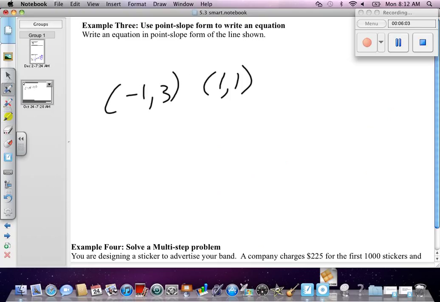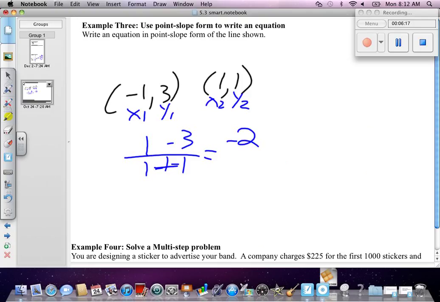So I'm going to do my slope equation. x1, y1, x2, y2, y2 minus y1 over x2 minus x1. This becomes positive. 1 minus 3 is -2. 1 plus 1 is 2. So this is -1. So that's my what? What did I just find? Slope.